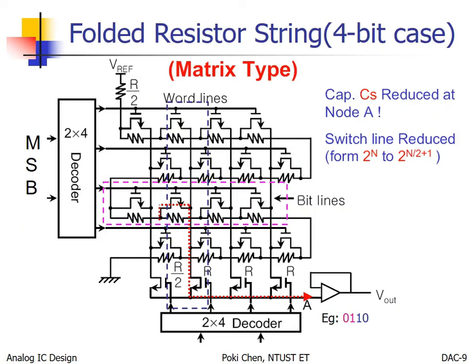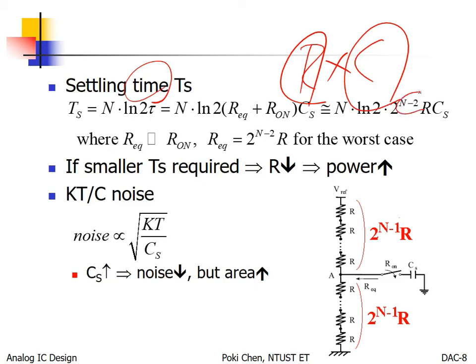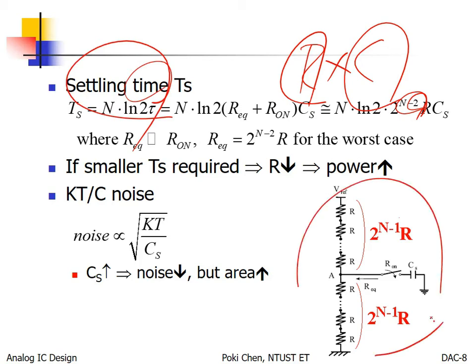So we have 2 to the n minus 2 power. Got it? Why we minus 2? I explained already. That is the maximum for you to estimate the settling time. Anyhow, again, R and C actually are contradictory to each other. You need to balance the speed and the power. It is really hard to design to make the decision.